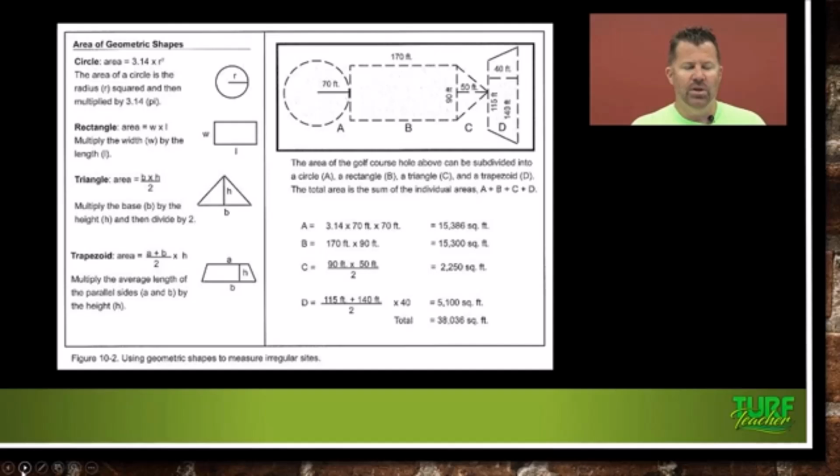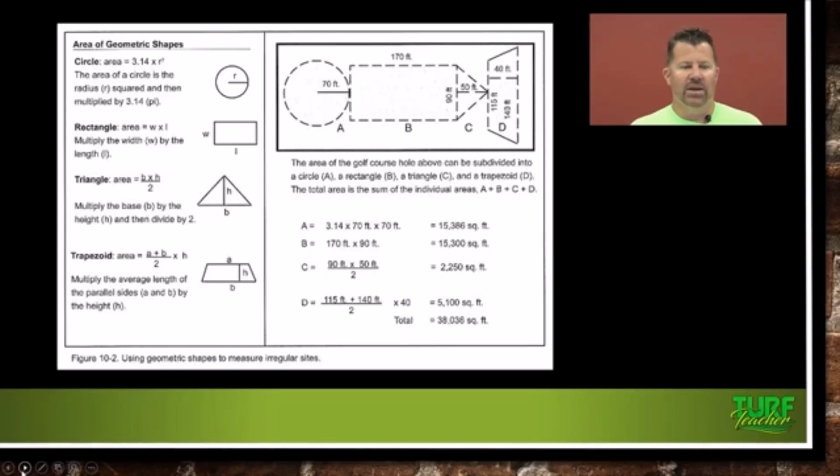Now, let's do a little review of some basic geometric shapes. We have the area of a circle, pi r squared. Pi is 3.14. That's a constant. Radius is half the diameter. So if you know the whole width of the circle, cut it in two, and you've got your radius.